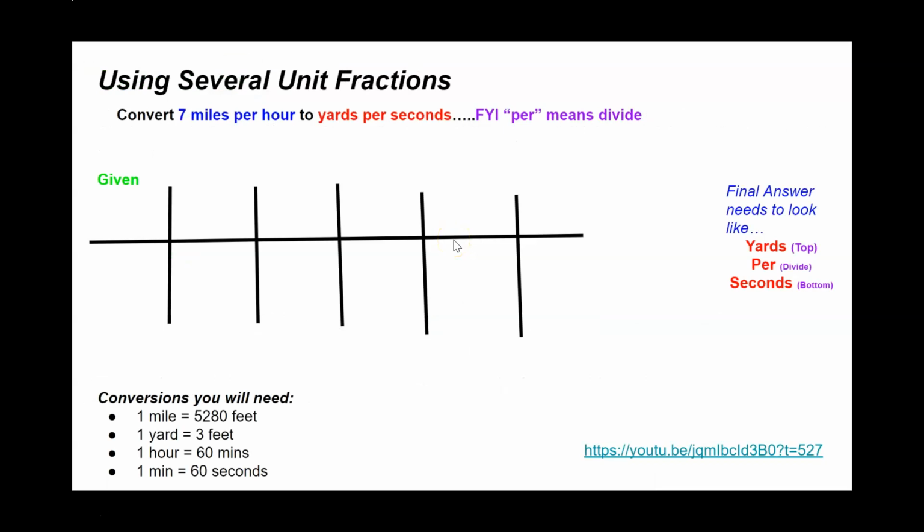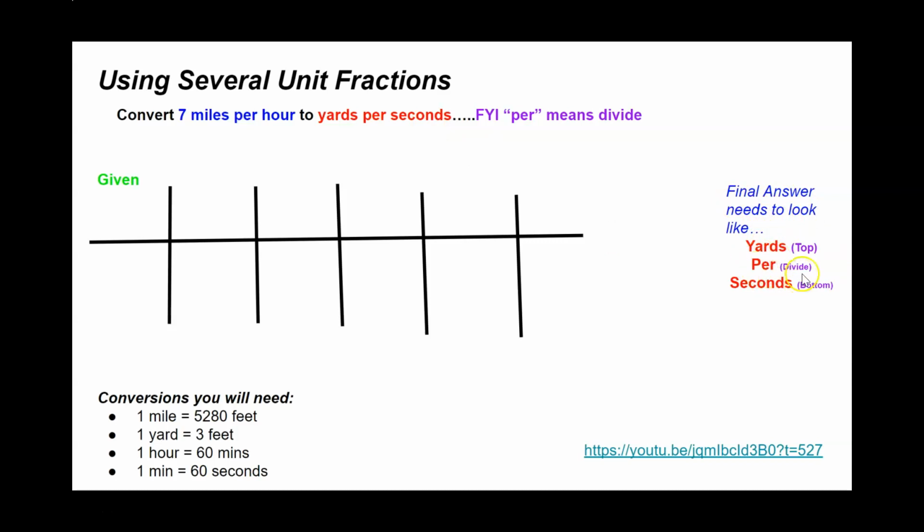For this particular one, I want everybody to put their pencils down and just follow along with what I'm doing, so you won't be writing and trying to listen at the same time, to make sure we have the right answer. What we need to do is convert 7 miles per hour to yards per second. So basically my final answer needs to look like yards per second.